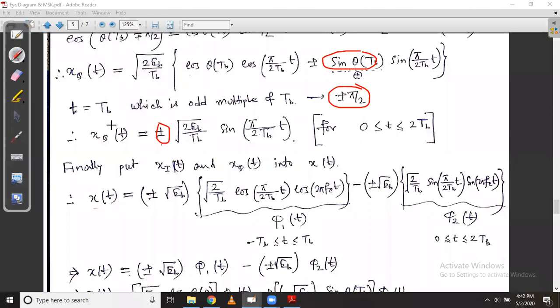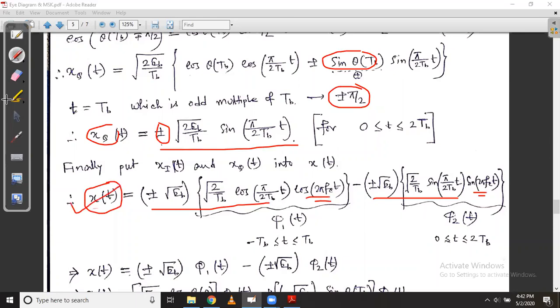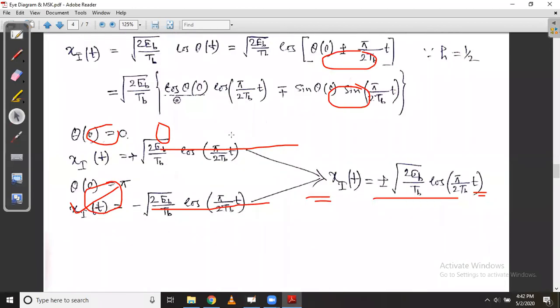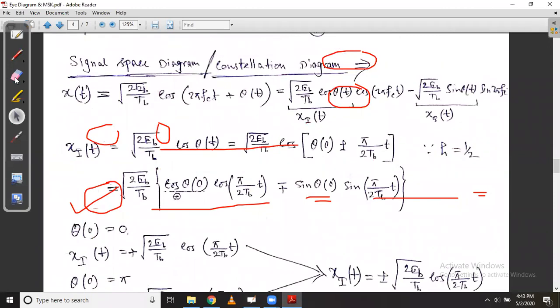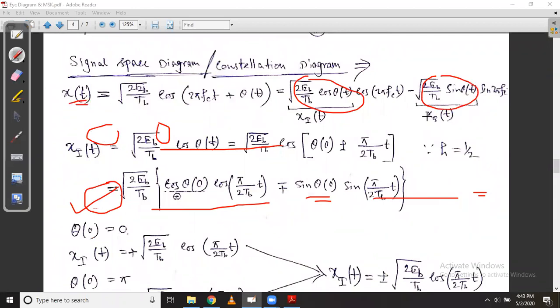Now, just put xQ(t) and xI(t) in the main equation. The xQ(t) value is what? This one. That is the thing we have written here, you see, into the sine term. xI(t) also we are putting, this expression with some cos term. We are putting the values in the equation of x(t). You see in the PDF, x(t) was there somewhere where we started the derivation. Instead of xI(t) and xQ(t), in this equation we are putting the values of xI(t) and xQ(t).